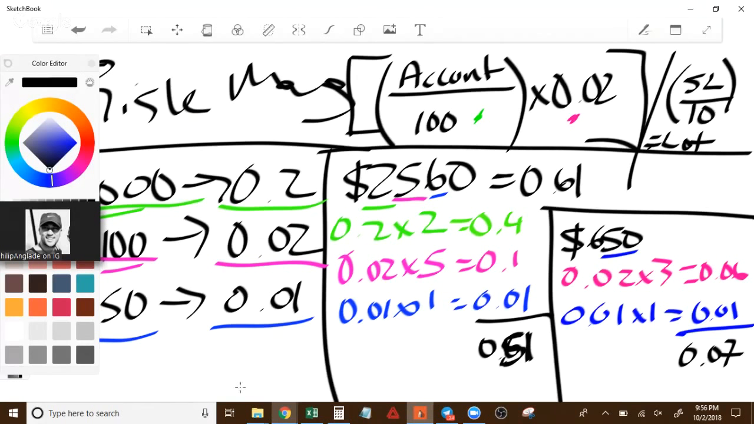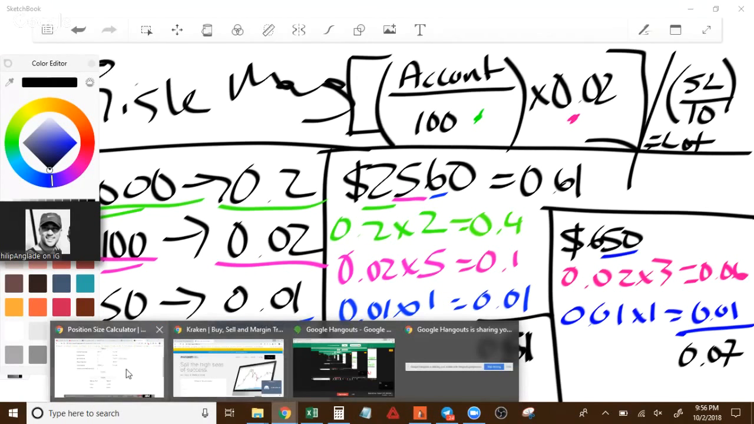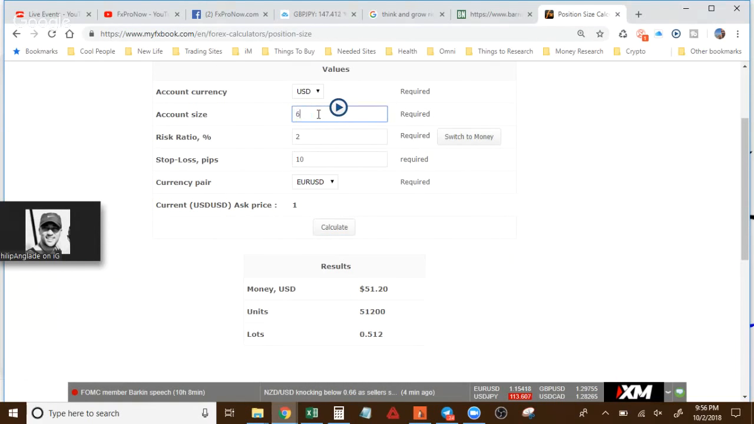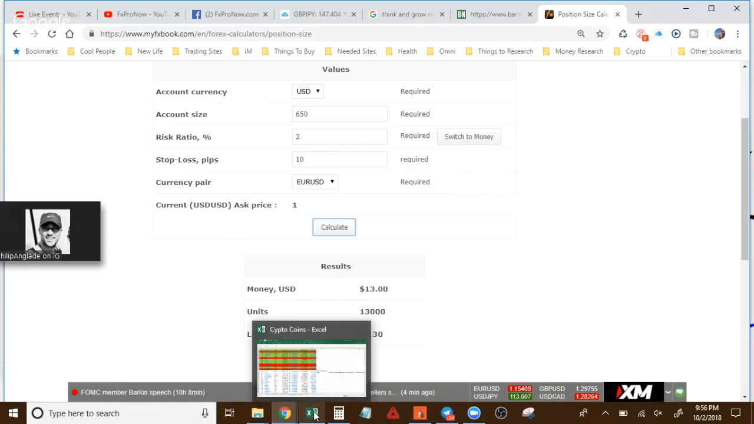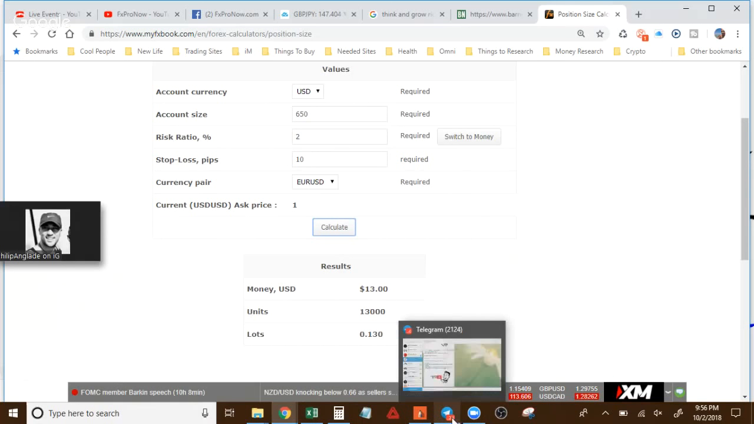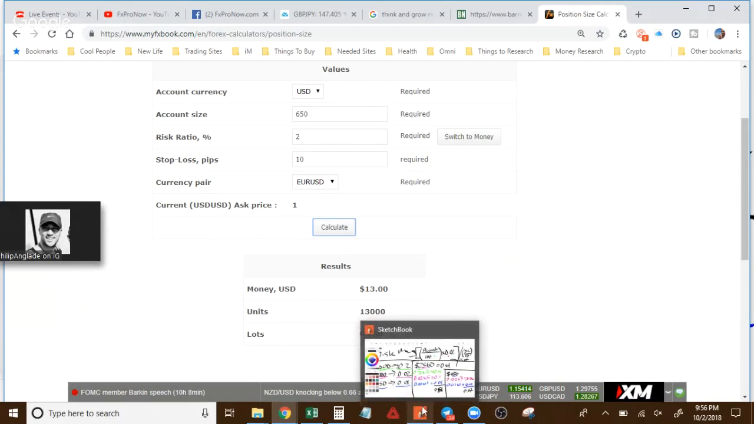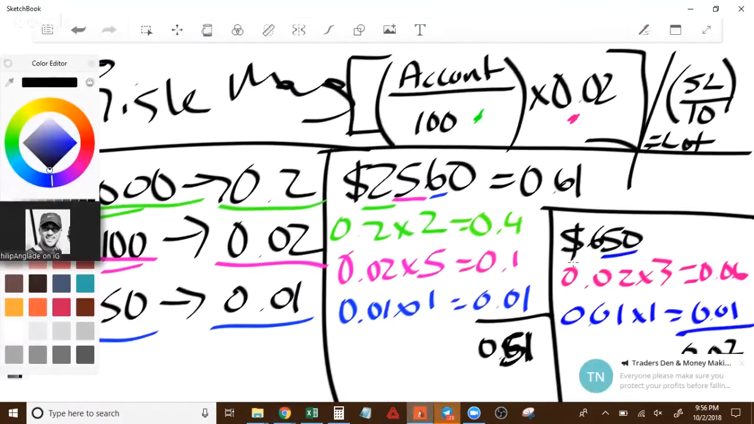Or if you don't feel like doing all that, you can just go to this website and they'll do it for you. Oh, it's 6 times 2. Sorry, 6 times 2. So 12. There you go. All right.